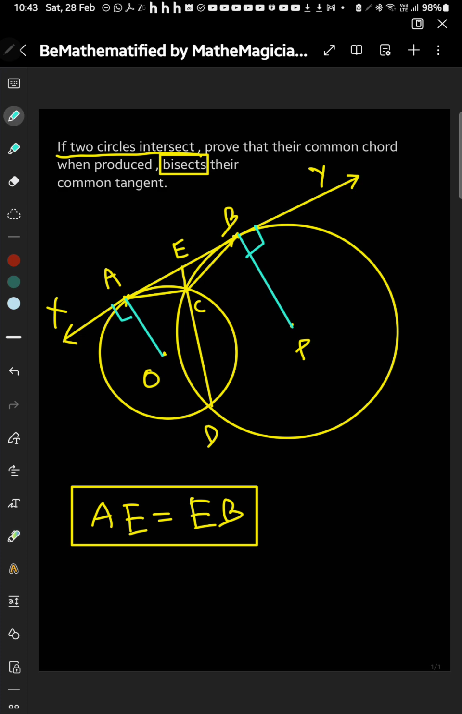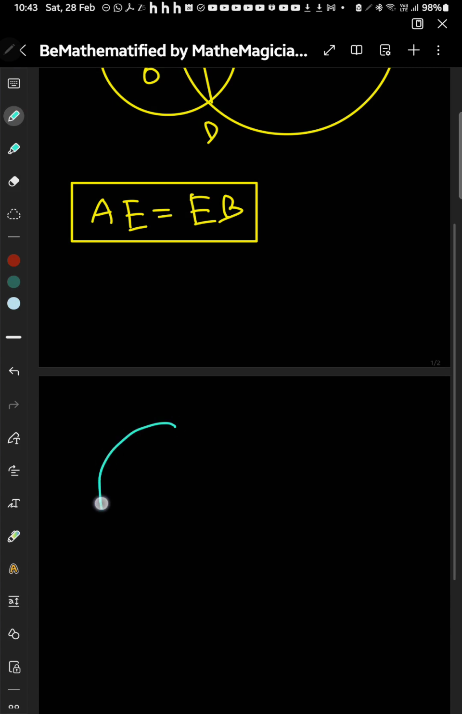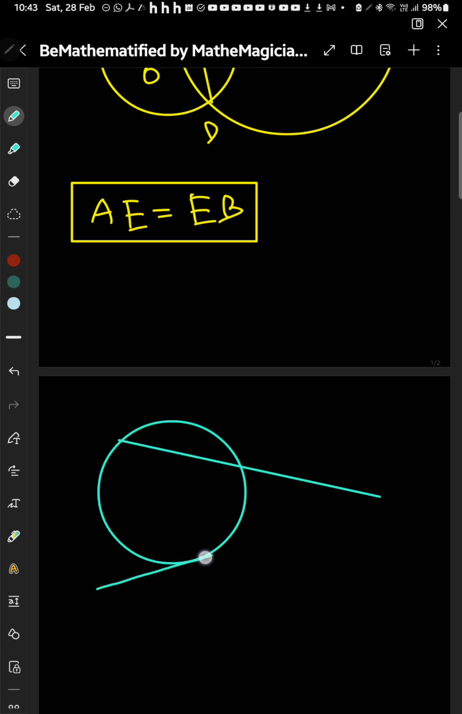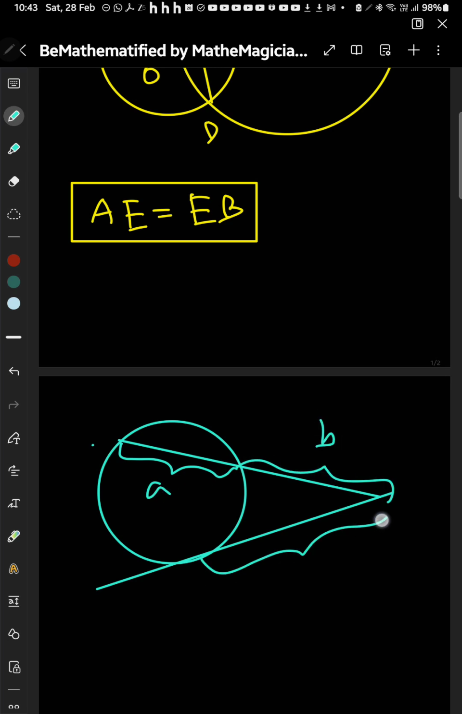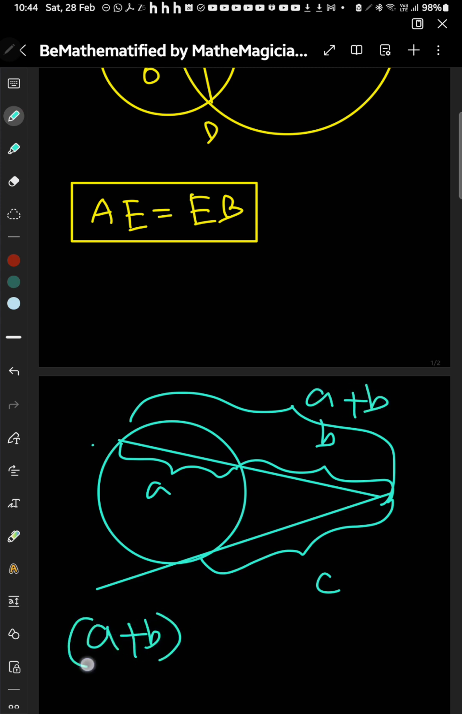So let's try another concept, that is the chord or rather secant and tangent theorem. For your convenience, let's draw this. If I have a secant and if I have a tangent, well, my construction is wrong anyway. If this length is A, this length is B, this length is C, then total length is a plus b. So (a plus b) into b should be c square.